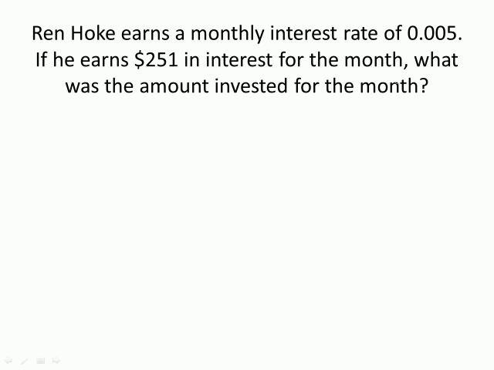No problem. Check this out. We're going to do step 1 of solving word problems. Well, let's just read it. Ren Hoke earns a monthly interest rate of, boom. So we know our monthly interest rate equals 0.005. That's actually 0.5%, right? And let's see, what's our next thing?